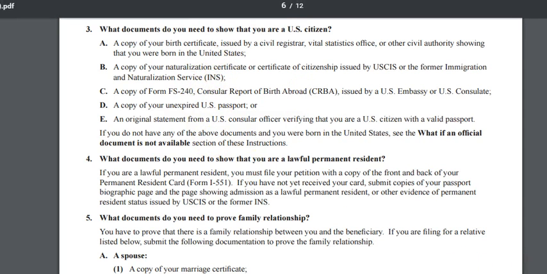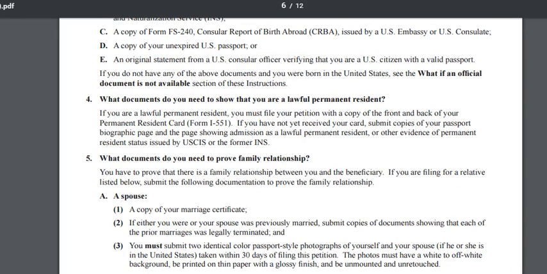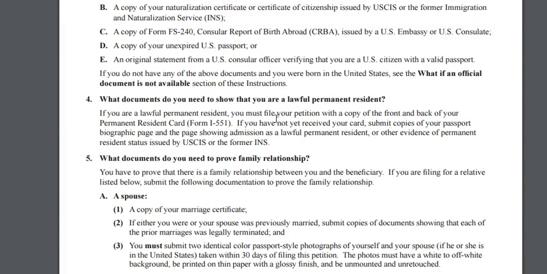But if you are a lawful permanent resident, you need to submit a copy of your permanent resident card, a copy of the front and back. Sometimes you are a permanent resident and you still haven't received the card. If you don't have your card yet, you can submit a copy of your passport biometric page. On your passport there is a page that shows admission as a lawful permanent resident. So you can submit this.